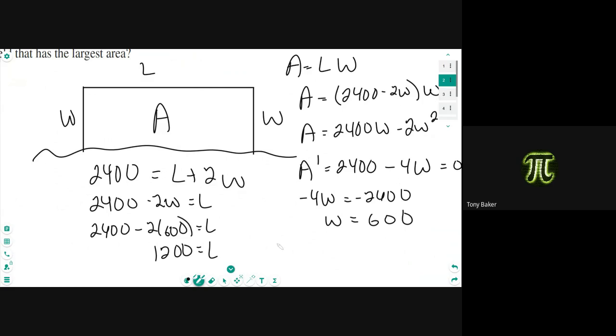So then we can multiply those two. So my area equals 72,000 feet squared.